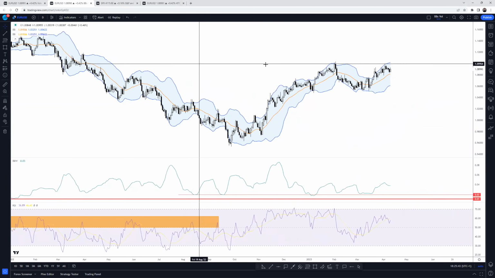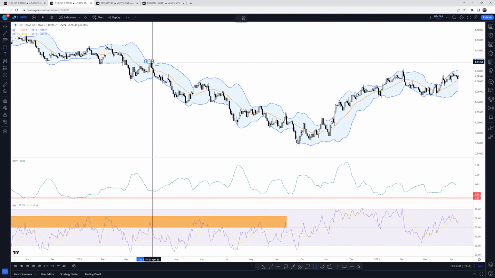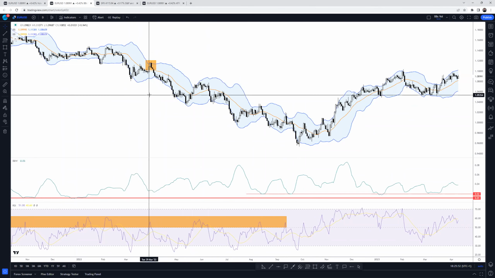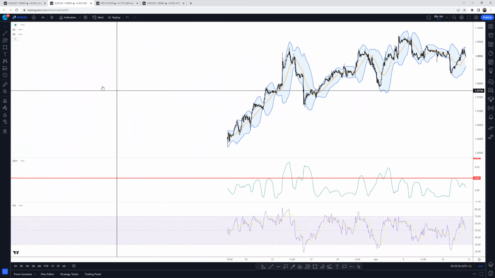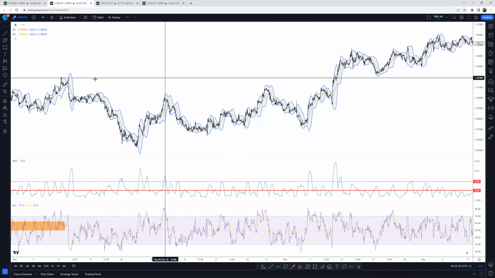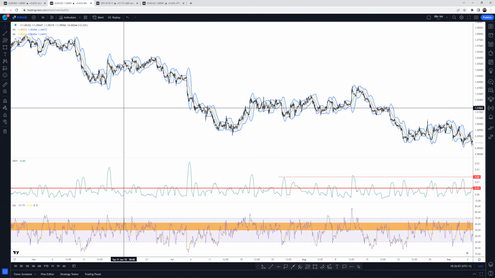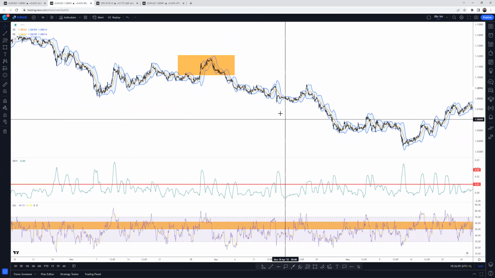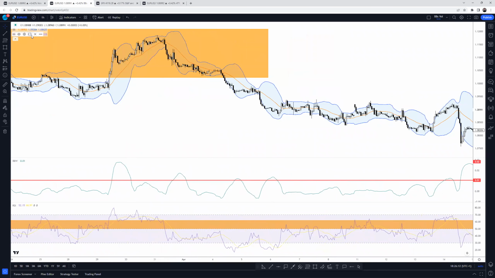Let me try. Let's go and have a look. Let's see if we can find something at this point here. So let's go down to the H1, zoom right out and see if we can find anything that's happened at that point there. I do hope it's showing. There we go. So this is the area where we were looking to enter long from. So let's just remove the Bollinger Bands for the moment.